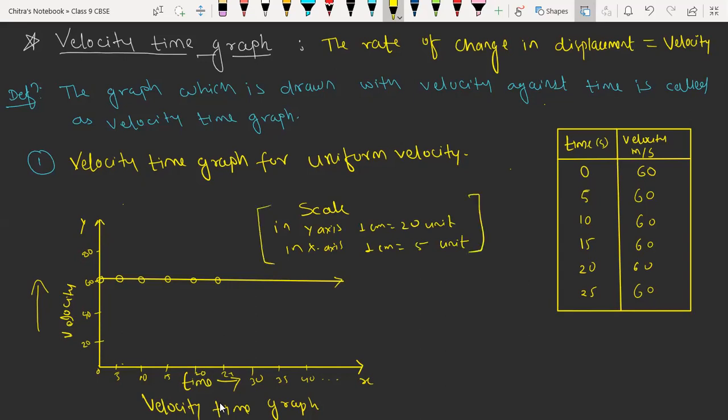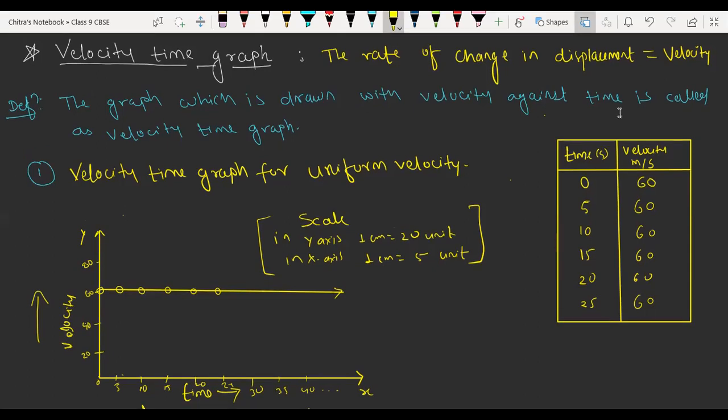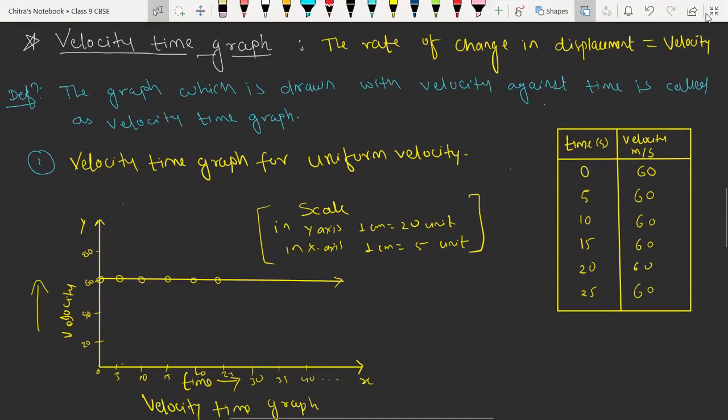Understood, or any doubt you have here? No, sir, understood. Okay. Take a screenshot for that. Any doubt? No, sir. Okay. So now we will check for non-uniform velocity.